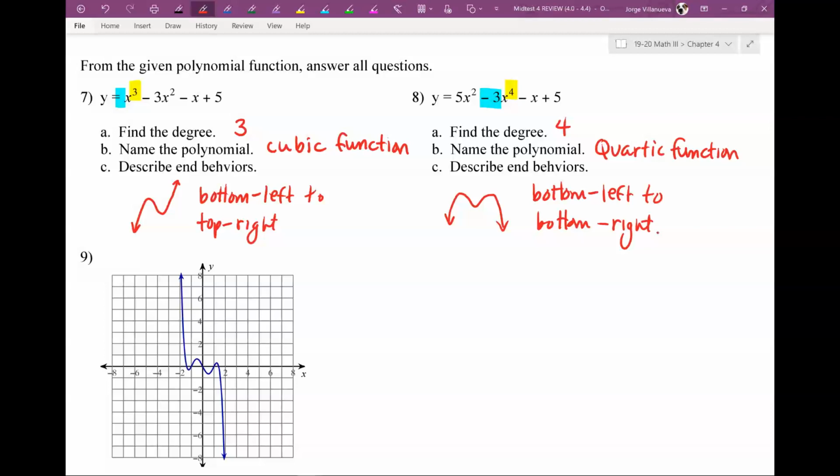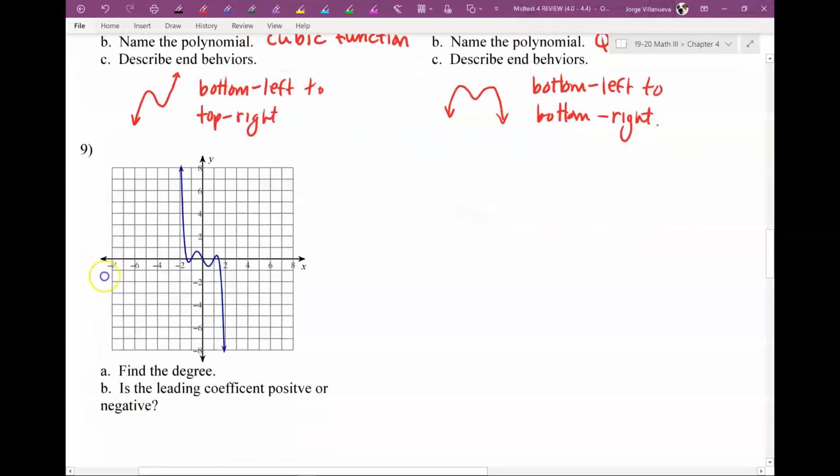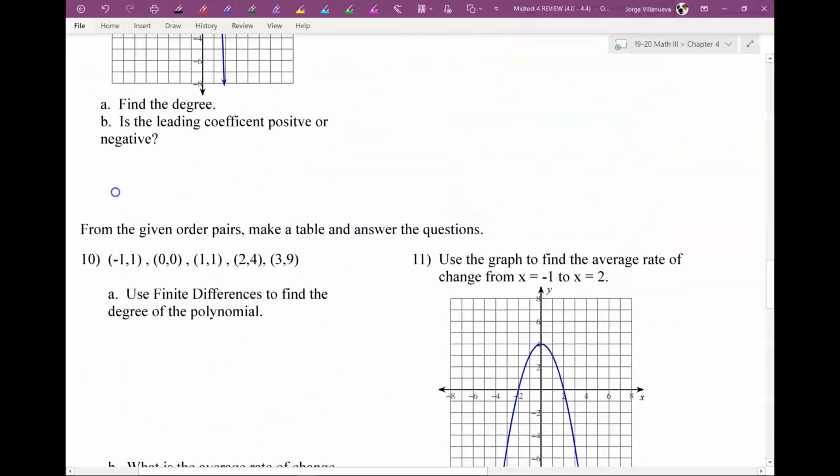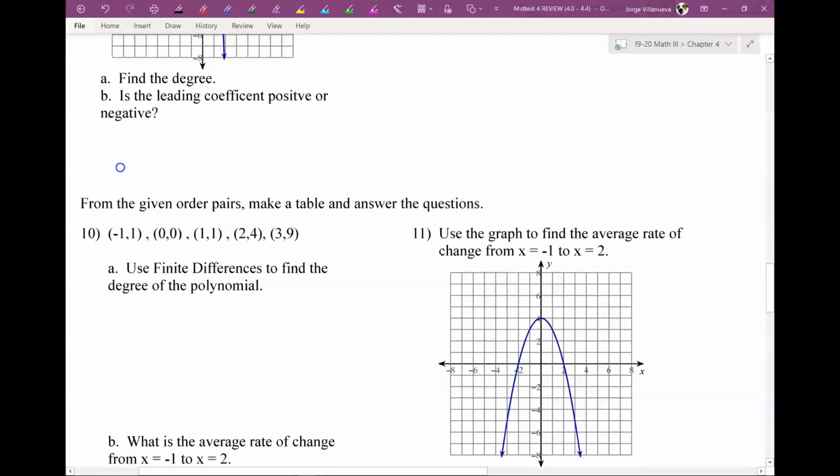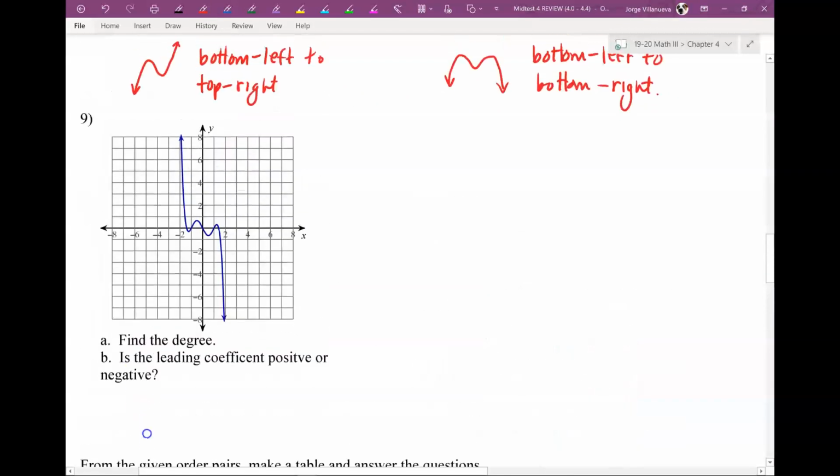All right, so last one, question number 9. And then after that, I mean, if you guys want to go ahead, feel free. But if you want to wait till tomorrow, that's fine.